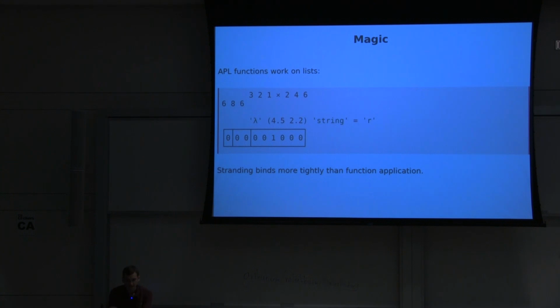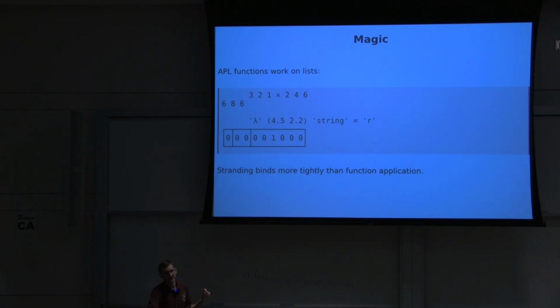Now we get to something exciting about APL. The functions, these just basic arithmetic, work directly on lists without any trouble at all. So you have two lists and you want to multiply them together, and okay, it does it, going element by element. If you have even a nested list, and you want to test it for equality against a character, it does that as well.